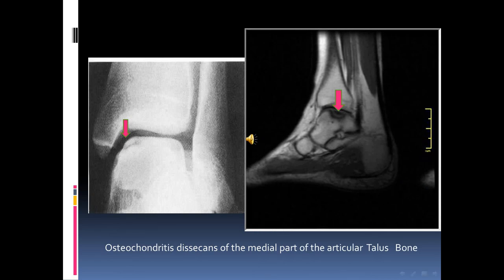Lastly, the same process, but in the ankle. You can see the arrow marking on MRI and on X-ray a special part of the talus, the articular superior surface of the talus. There is a bone defect, just slightly separated from the original bone, and this represents another type of osteochondritis dissecans, just like we described in the knee, for example. Here, the same process, but in the superior surface of the talus.